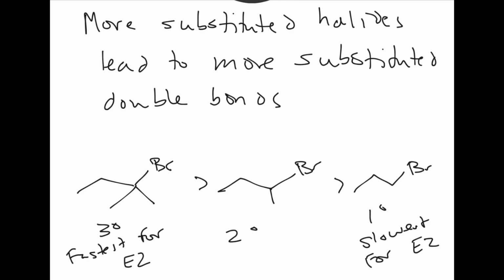So if you notice, this trend is exactly the opposite as SN2 reactivity, right? SN2 primary is fastest, then secondary, then tertiary. Basically doesn't happen. Here, it's the exact opposite. So we're going to follow Zaitsev's rule, except there are 3 exceptions that we need to know for E2 reactions to Zaitsev's rule.